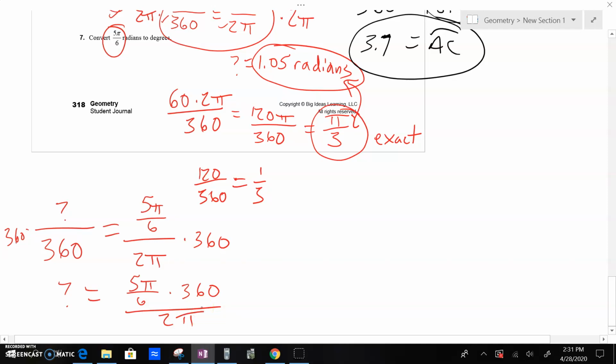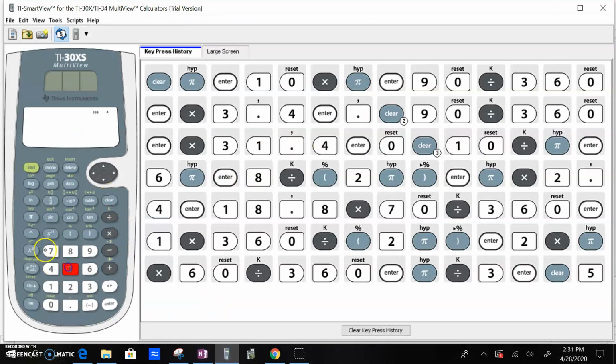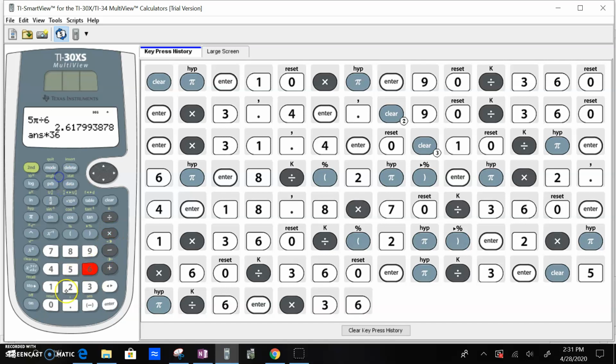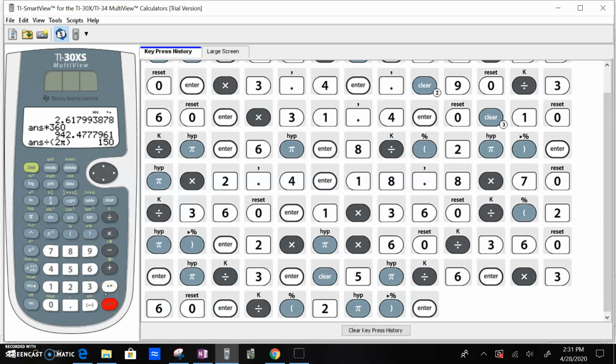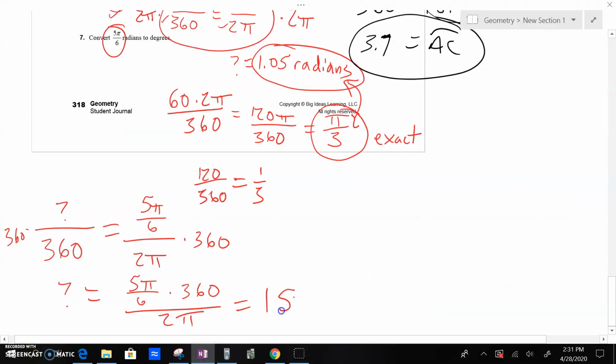So we can plug all this into a calculator. We can do 5 times pi divided by 6 times 360 divided by 2 pi. Let's try that. So I'll clear all this out. 5 pi divided by 6, we'll hit enter. And then we said we're going to multiply that by 360. And then we said we were going to divide that by 2 pi. I'll put my parentheses just to make sure I'm getting the whole 2 pi divided in there. Hit enter. And I've got 150. That sure looks like a nice number for us, doesn't it? So 150 degrees. So 5 pi over 6 radians is equal to 150 degrees.